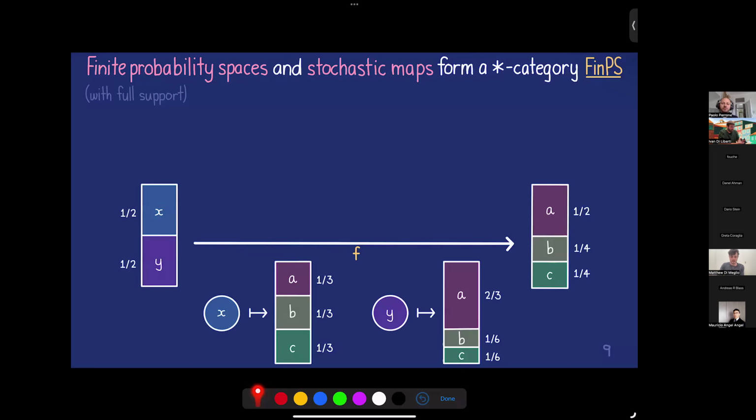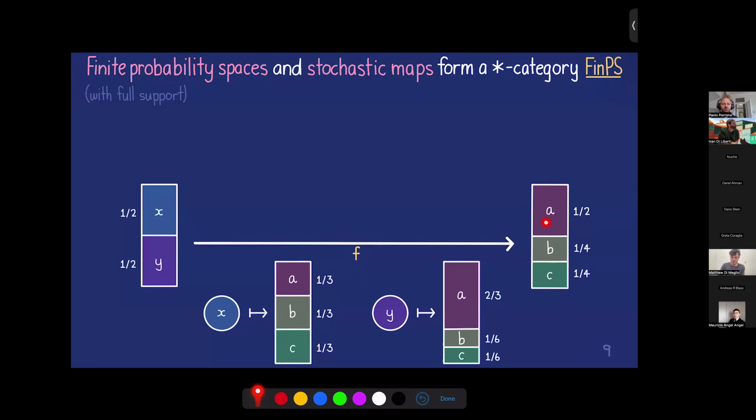So here's an example of a morphism in this category. So the objects here, they're probability spaces. So they're sets. So this one is the set XY equipped with a probability measure. And this one is the set ABC equipped with a probability measure. And the map F from this probability space to that probability space assigns to every element of the domain a probability distribution, or sorry, a probability measure on the codomain set, such that essentially the law of conditional probability holds.